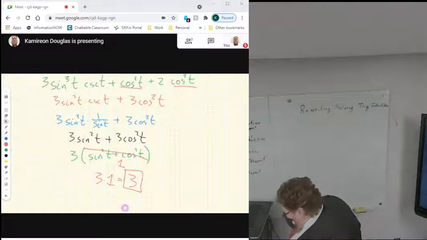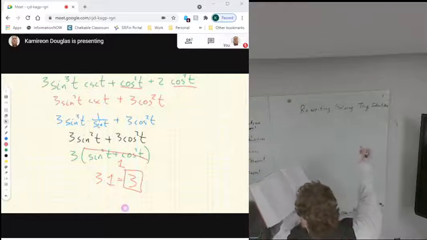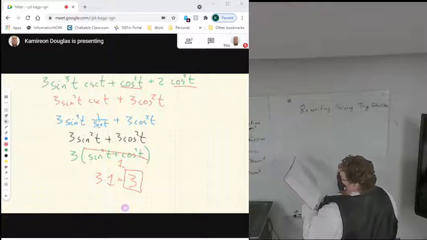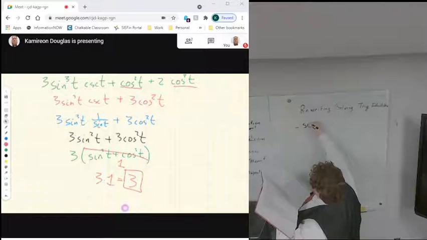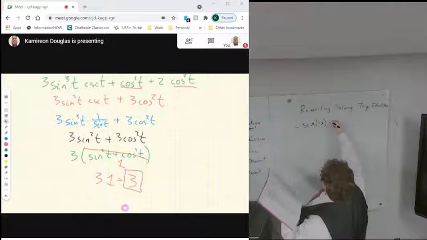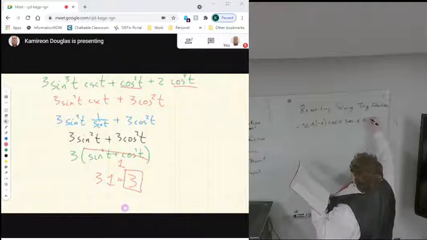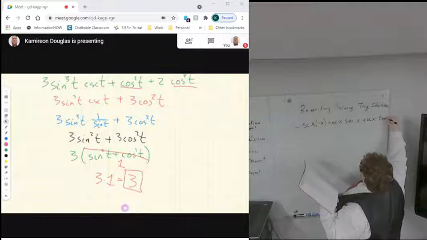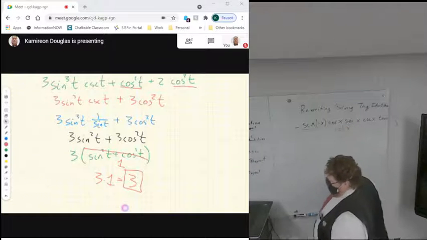Okay. Next example. Here we go. Negative sine of negative x, cosine of x, secant of x, cosecant of x, tangent of x, all over cotangent. Next problem.